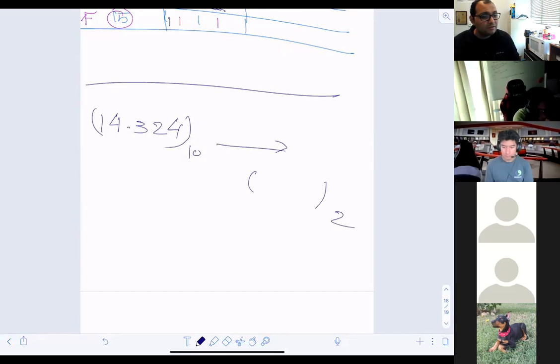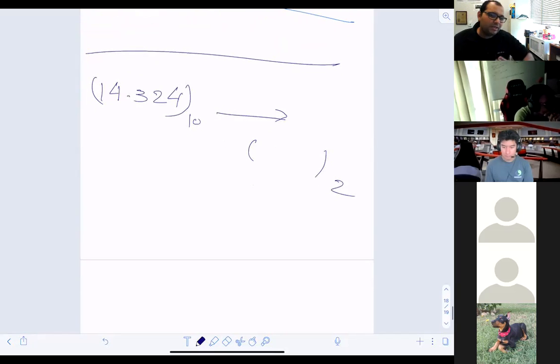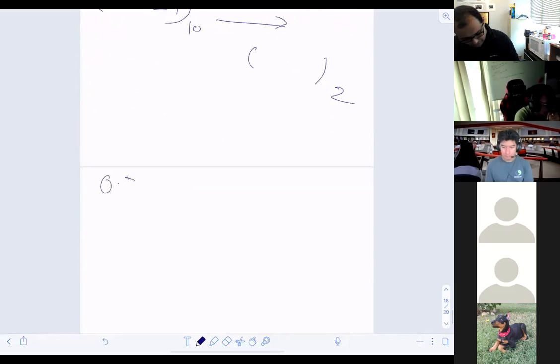How are we gonna do it? Tell me. 14, we know it, right? Yeah, 14. Let's go for 0.324, right? 0.324 times 2. What's the value? 0.64 or 0.648. I'll do it on the calculator first. So anyway, 0.324 times 2.